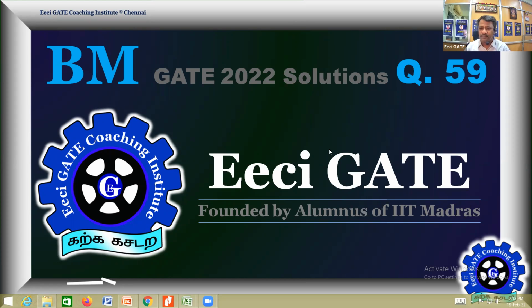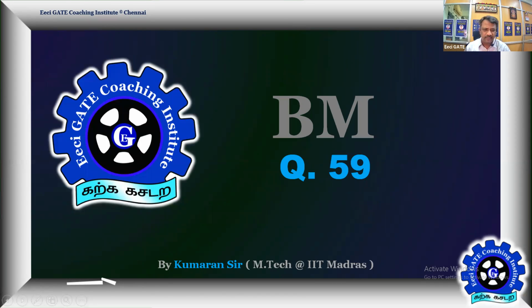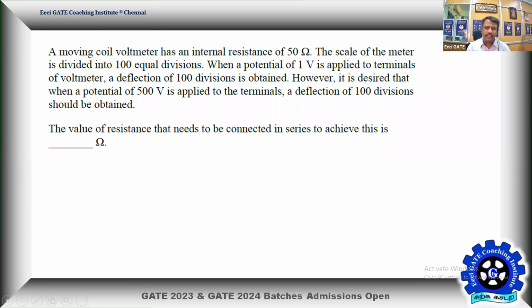The next problem, number 59 as per the master paper, based on electrical and electronic measurements as per your syllabus. Let us get into the statements. A moving coil voltmeter, so you can treat this as a PMMC, a permanent magnet moving coil voltmeter, has an internal resistance of 50 ohms.